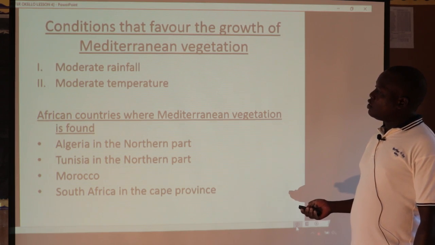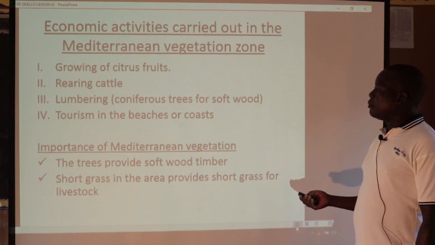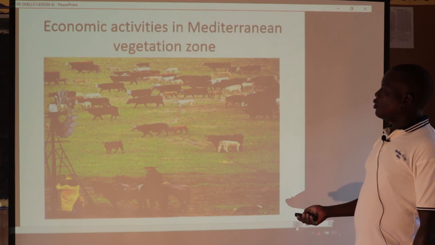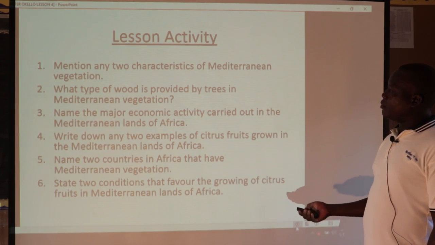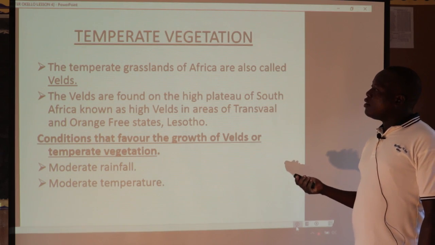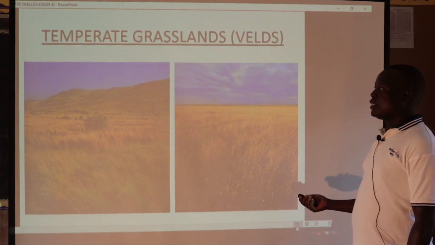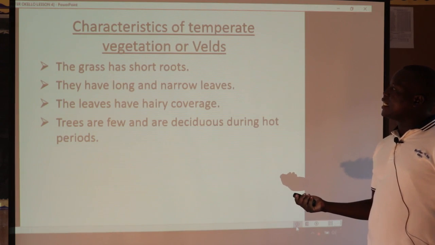Then we looked at the conditions and the African countries where they are found, economic activity, importance of vegetation, as you see one of the economic activities. And we come to our lesson, the temperate. We have also said that they are also called the veldts. We looked at how they look like in this picture. We looked at the characteristics.